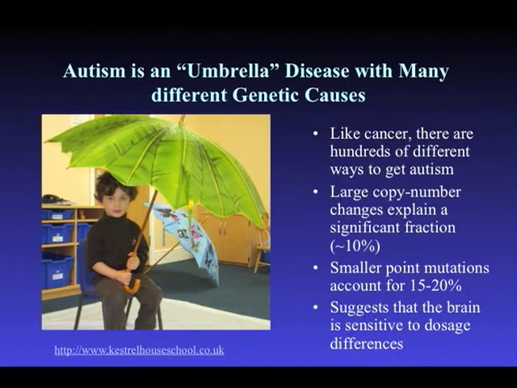Large copy number variation explains a significant fraction, about 10%. Smaller point mutations, and I'm trying to be conservative here. I could go over the top on this one, but I've checked with some of my colleagues about this, and we kind of agree on this number right now. We could be totally wrong, but it's 15 to 20% of disruptive mutations within the coding sequence. We still haven't surveyed all the other mutations that are out there in the genome. And I think all the data is pointing to us that essentially the brain, and maybe this is not a big revelation, the brain, and particularly during development, is highly sensitive to dosage imbalances.